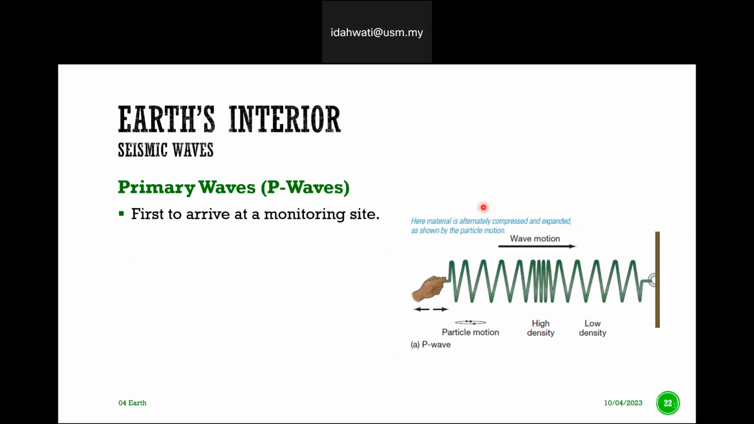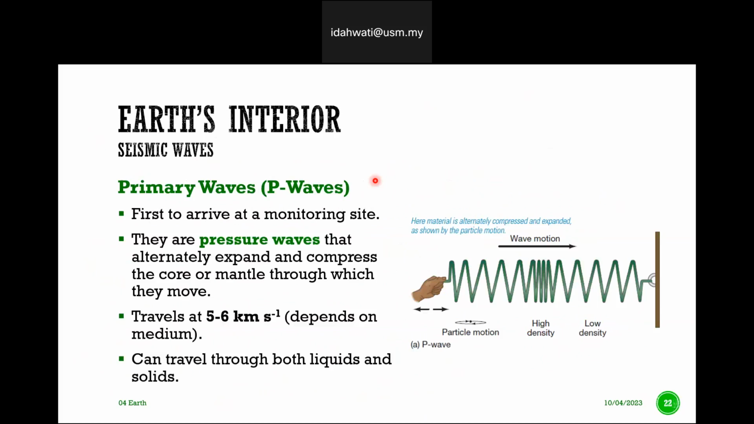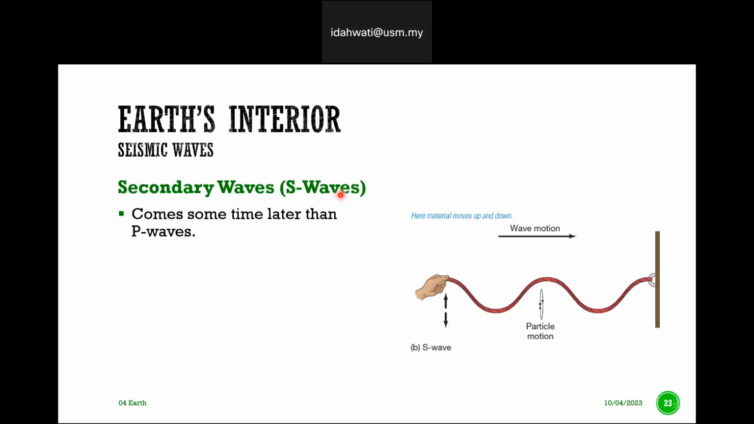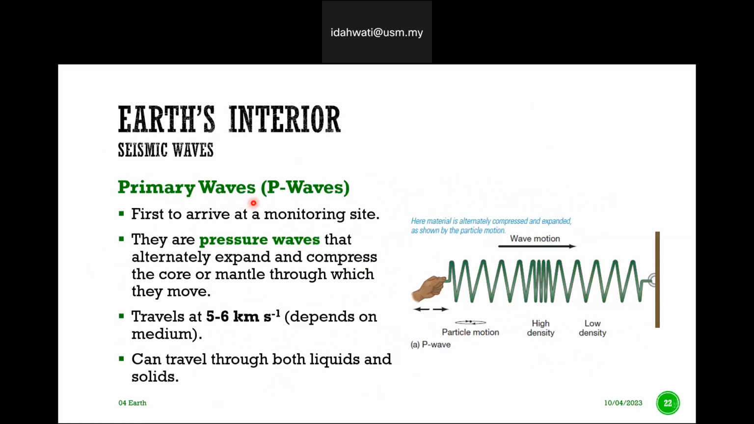Okay, so let's look at the seismic waves, which are divided into two: the primary wave and the secondary wave. The primary wave is the first to arrive at a monitoring site. They are pressure waves that alternately expand and compress. As you can see, there is a process of expansion and compression here, in the core or mantle through which they move. So this is the wave motion.